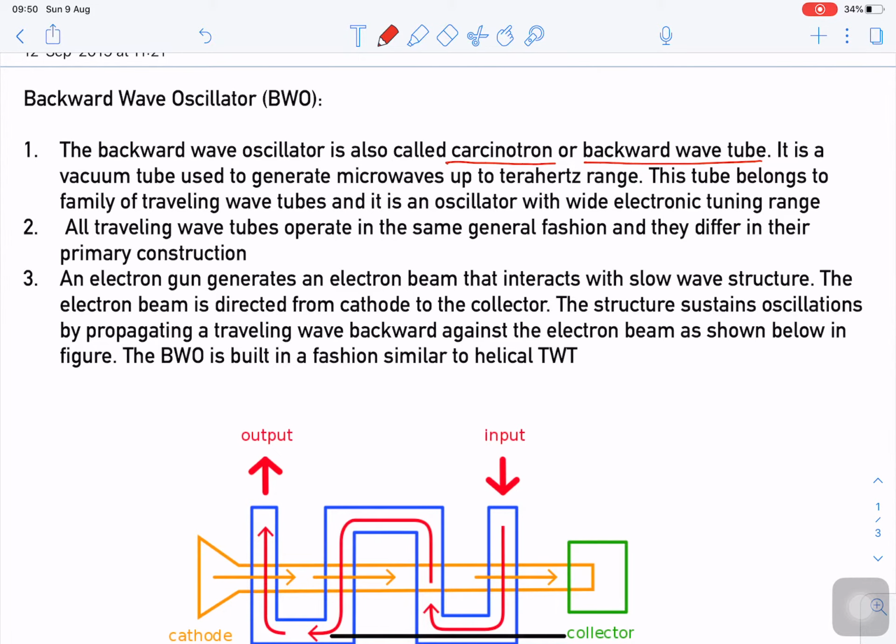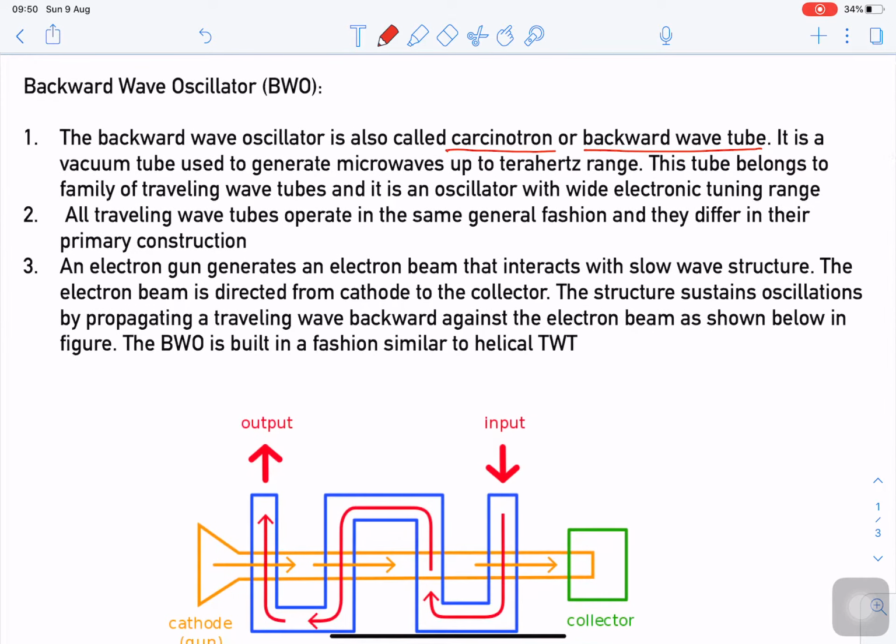It is a vacuum tube which is used to generate microwaves up to the terahertz range. So this is the advantage of using a backward wave oscillator. Please remember, by making use of a backward wave oscillator, we can generate microwaves up to terahertz level. Terahertz level means 1 terahertz. I will write 1 THz. It is nothing but 10 raised to 12 hertz. So it is far better and more than gigahertz level. 1000 gigahertz make 1 terahertz. So it can generate several terahertz frequencies.